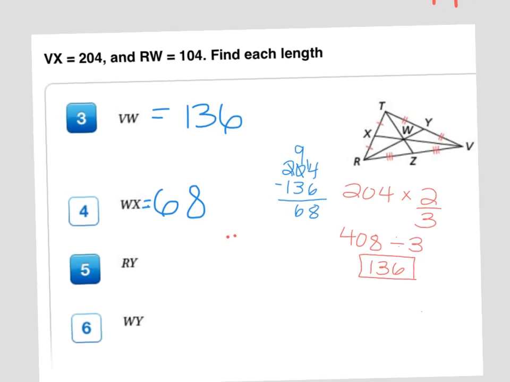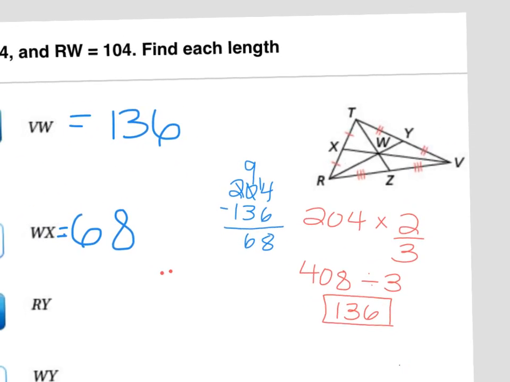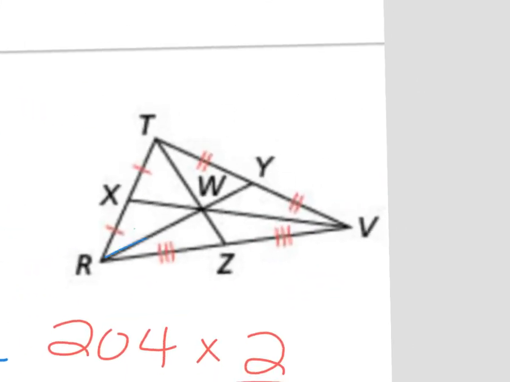WX is 68. So RW is 104. This time they didn't give you the whole segment. What part of that segment did they give you? The 1/3 or the 2/3? The 2/3. So I cut it in half to get the other 1/3, right? Half of 104 would be 52. This is 52. And then I can add those together to get the whole thing.